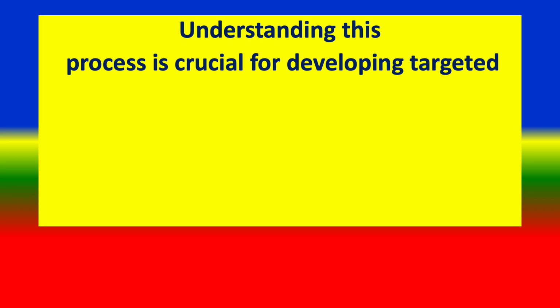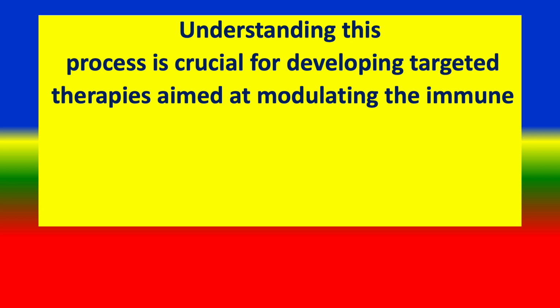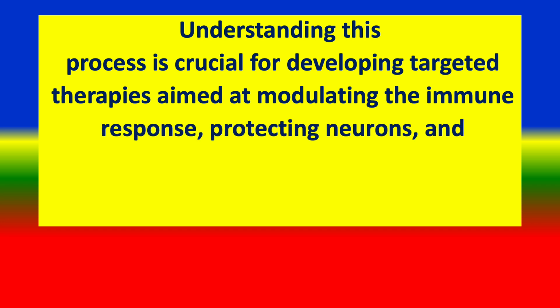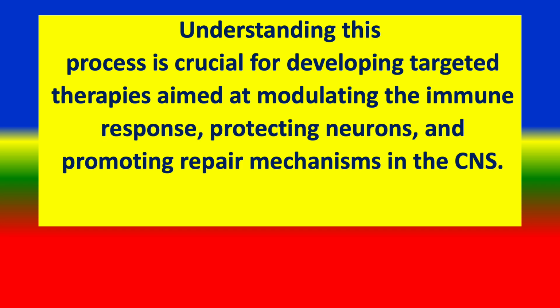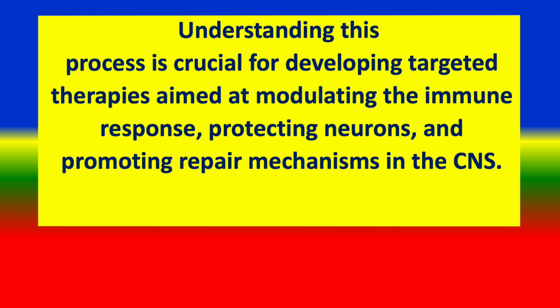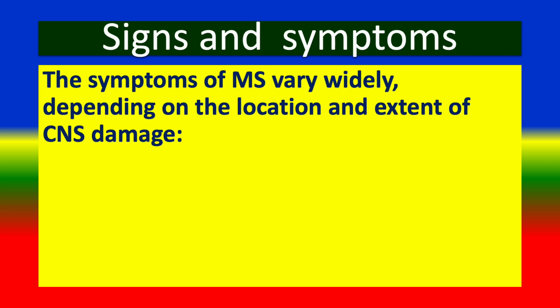Understanding this process is crucial for developing targeted therapies aimed at modulating the immune response, protecting neurons, and promoting repair mechanisms in the CNS. Signs and symptoms. The symptoms of MS vary widely depending on the location and extent of CNS damage.